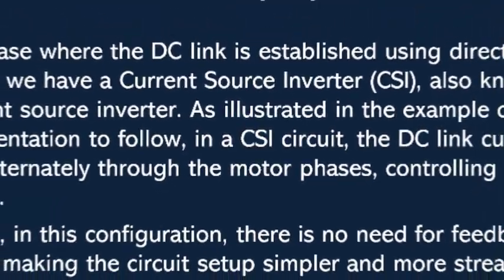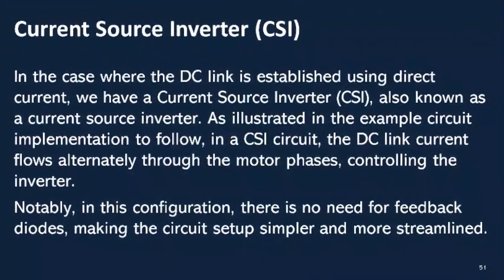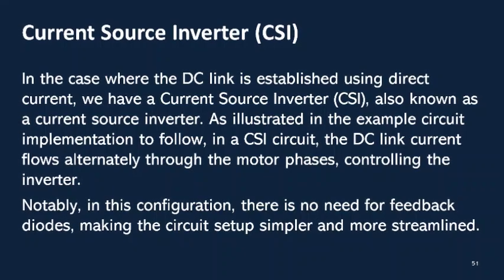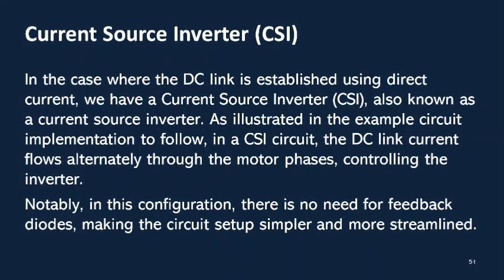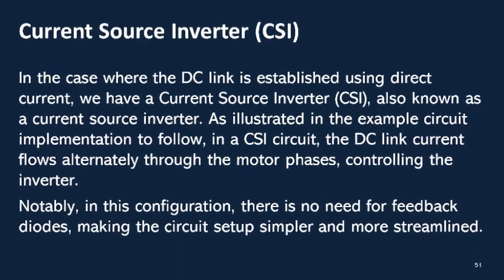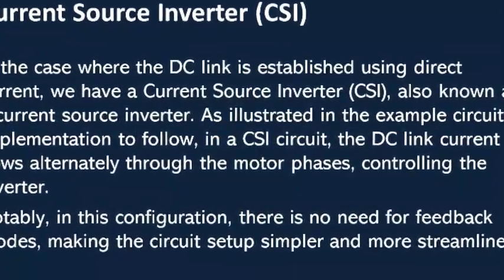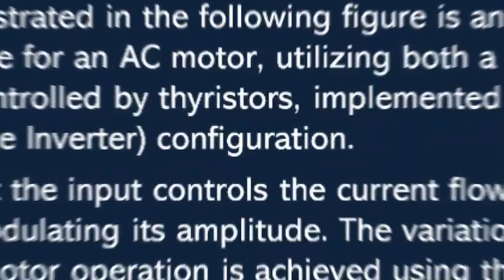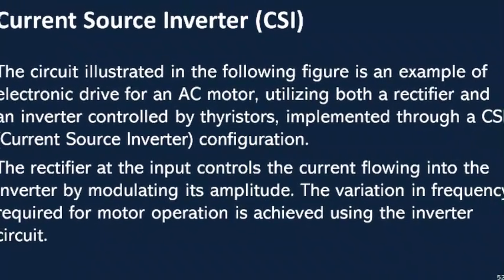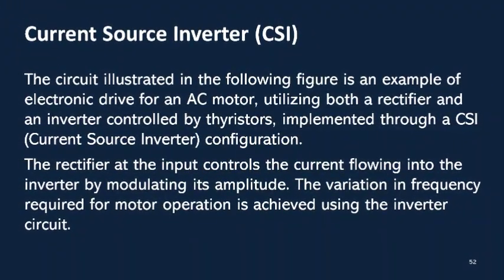Current source inverter, CSI. When the DC link is established using direct current, we have a current source inverter, CSI. In a CSI circuit, as shown in the example, the DC link current alternates through the motor phases to control the inverter. This configuration simplifies the circuit setup by eliminating the need for feedback diodes. The following figure illustrates an electronic drive circuit for an AC motor using a rectifier and a thyristor-controlled inverter in a CSI, current source inverter, configuration.